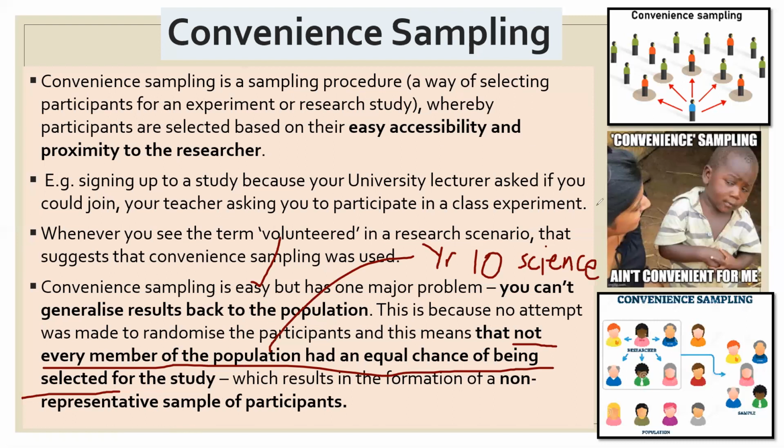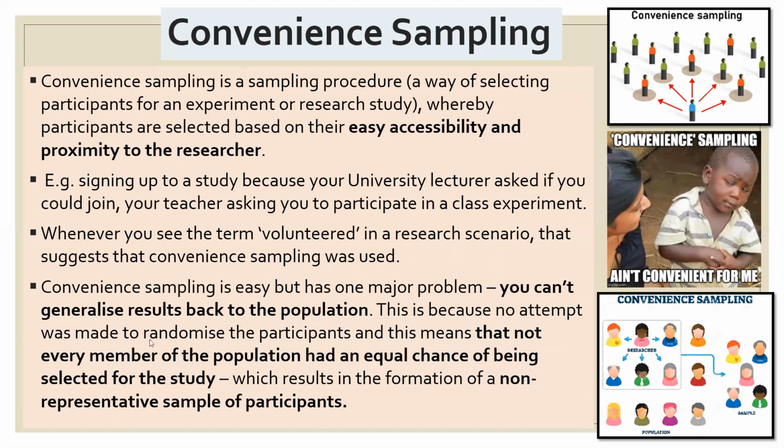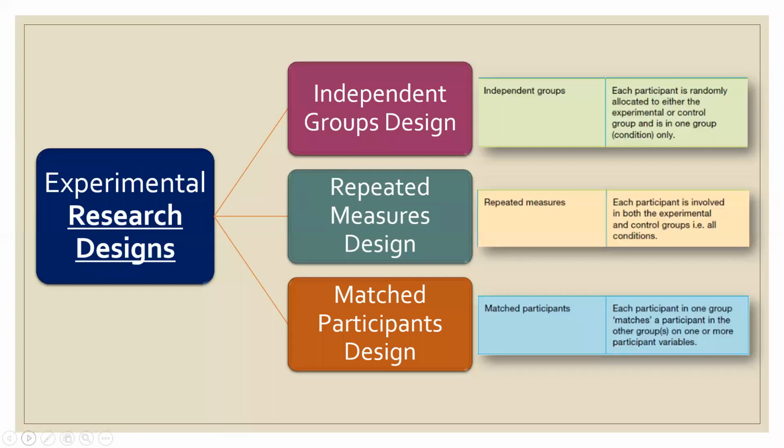So for that reason, we say the sample is a non-representative sample because your results will not represent the complete results of the rest of the students, because they never had a chance to be involved in the first place. That's the basic idea. So that's convenience sampling. Then we look at experimental design.